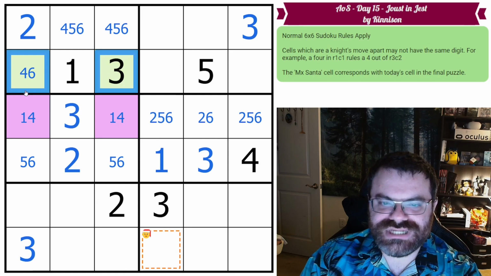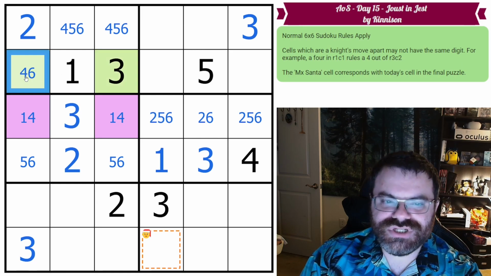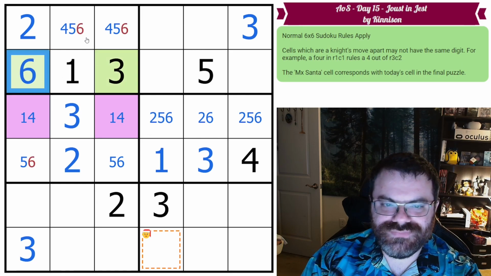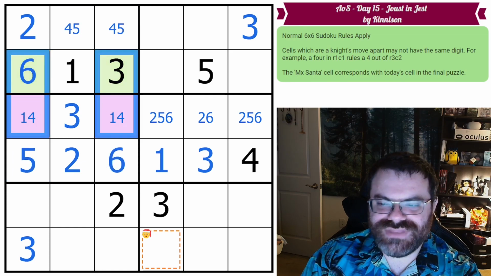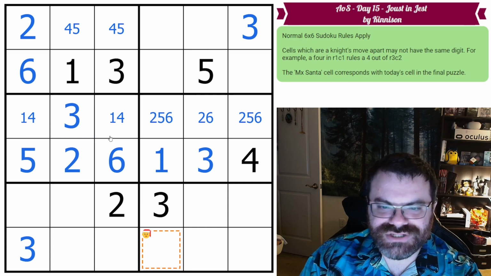So 1 and 4 are taken out of both of these green cells, which is relevant here, meaning this has to be a 6. So we can make this 5 and 6, and then 6 is taken out of these. Again, I don't know if that was necessary for this puzzle, but I figured I'd show you. It's a nice, cool technique for anti-knight.